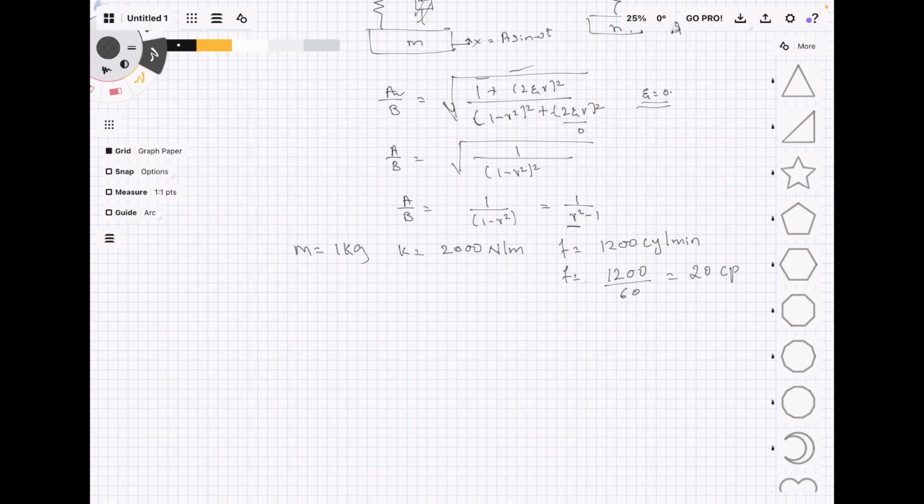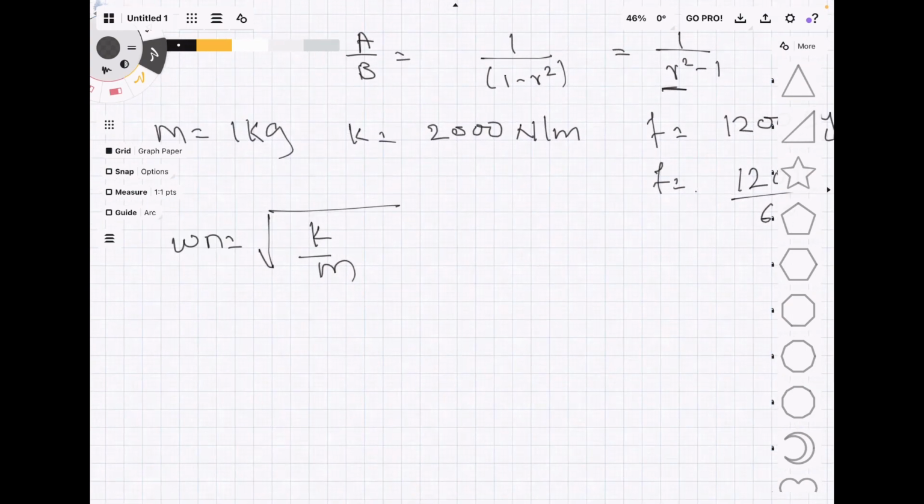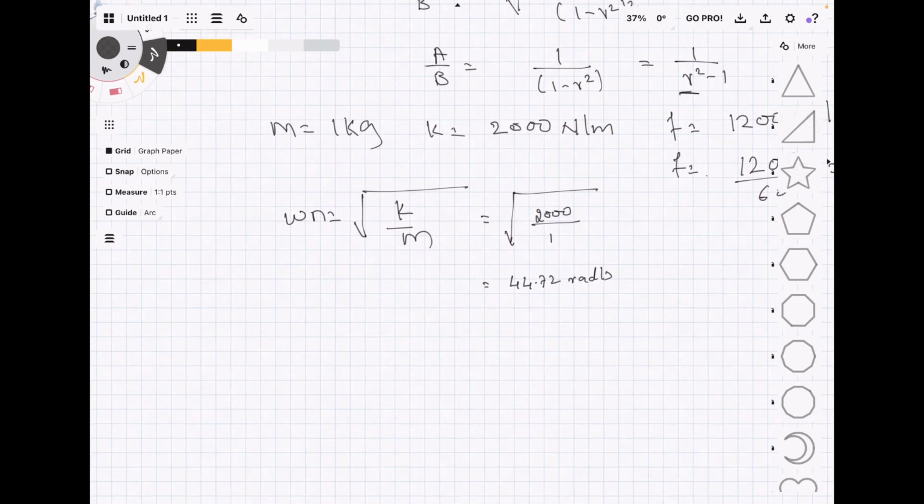Next we'll calculate the value of omega and omega n, because only r square is required. Omega n is nothing but root of k by m, so root of 2000 divided by 1. You will get 44.72 radians per second. This is the omega n value.